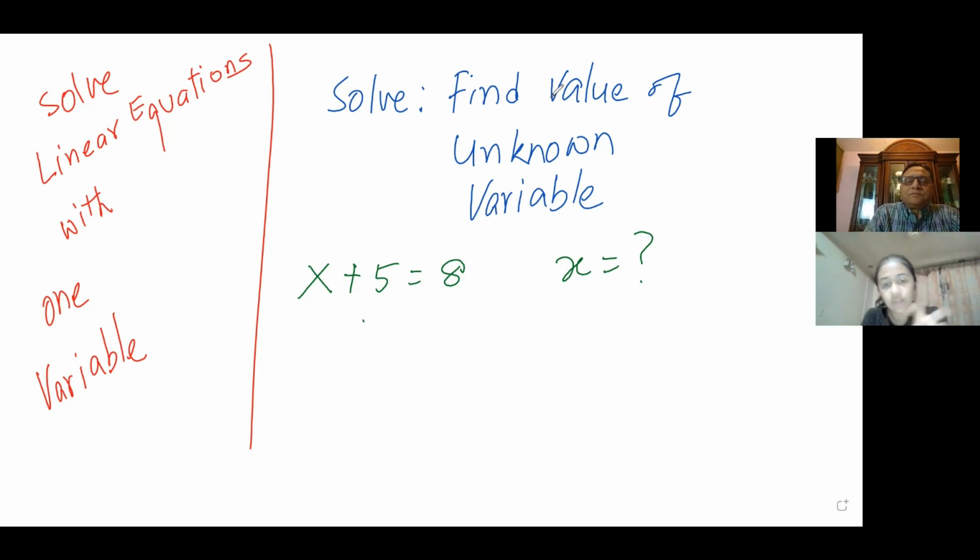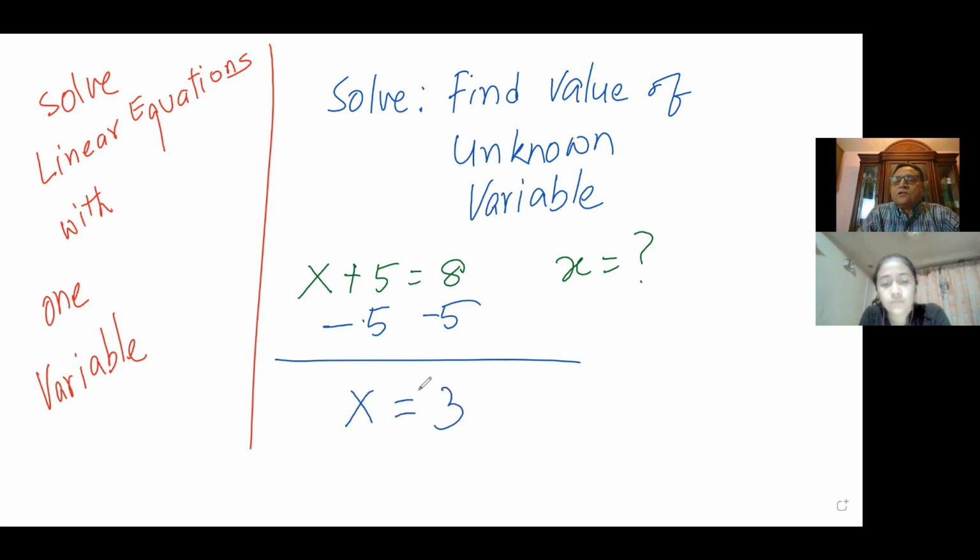Because 8, when we get 8, we have to add 5 to 3. So you said add 5 to 3, but what we will adopt is the reverse operation. x plus 5 is 8, right? So what we will do here is we'll do minus 5 on both sides. You see that? In that case, you are left with only x here, and 8 minus 5 is 3. Do you see that? So we call this strategy isolate the variable.